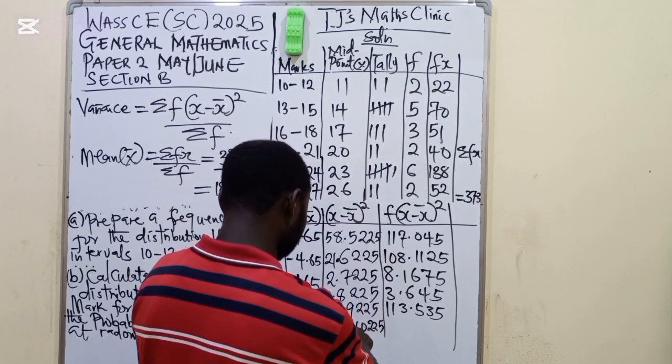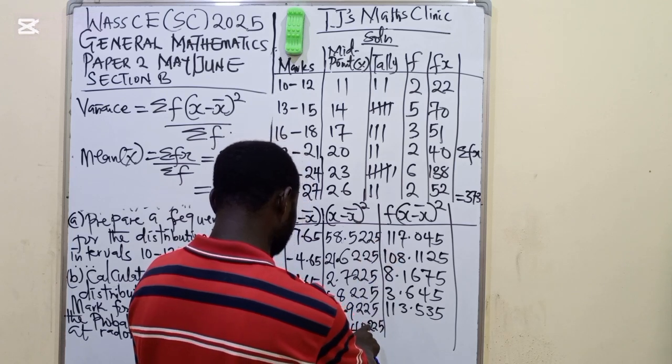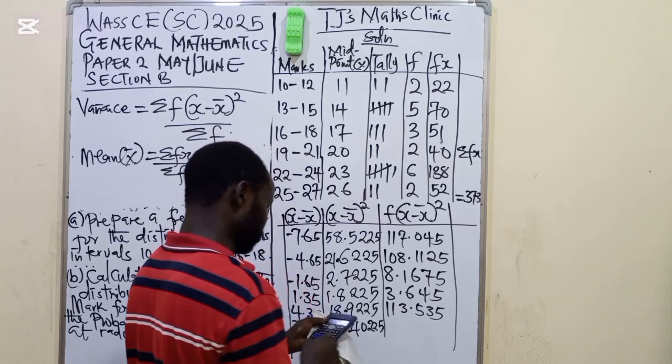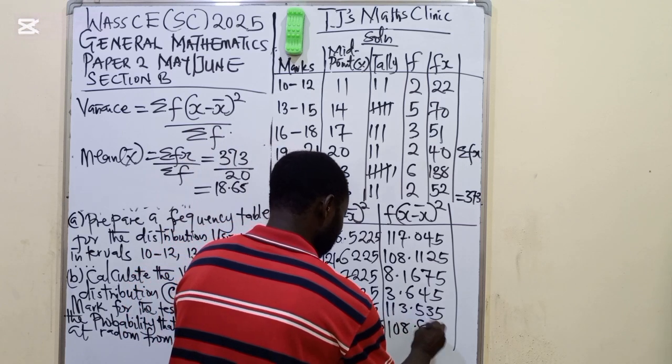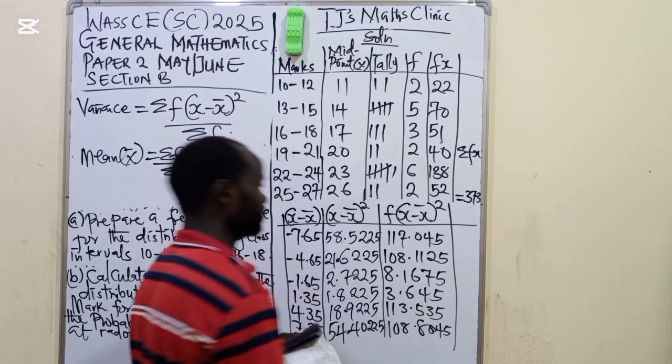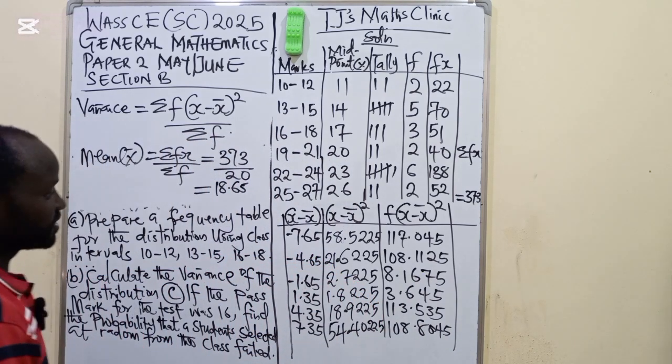54.40225 times the frequency 2, we have 108.8045. Very important. So this is our frequency table.